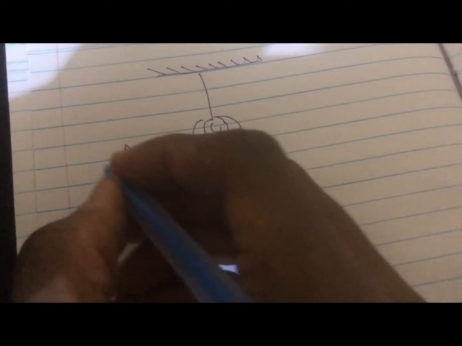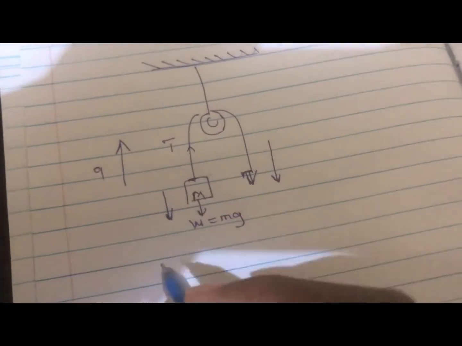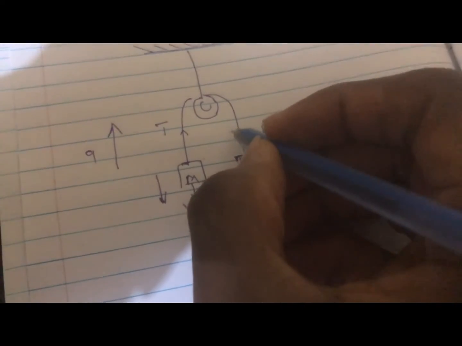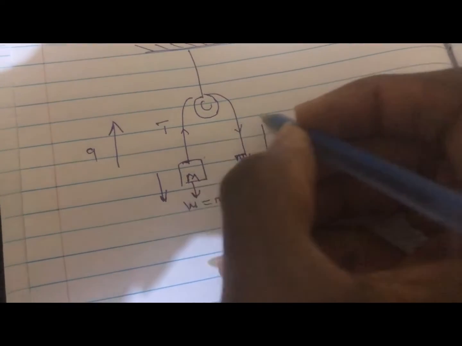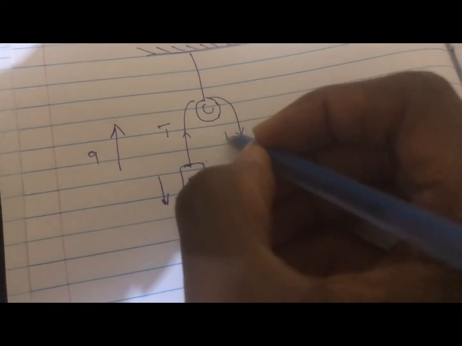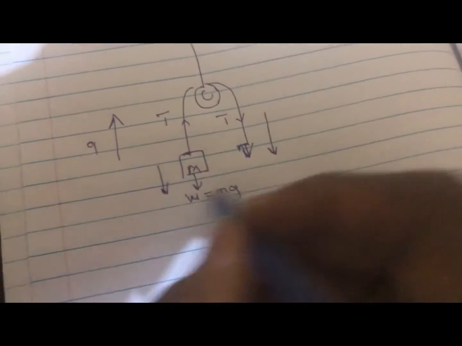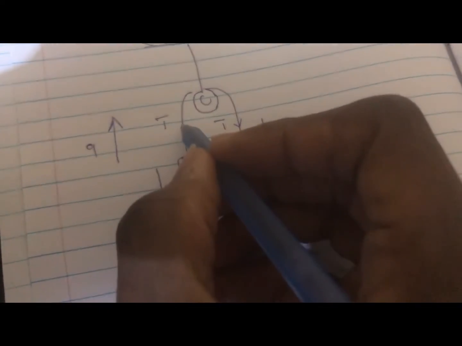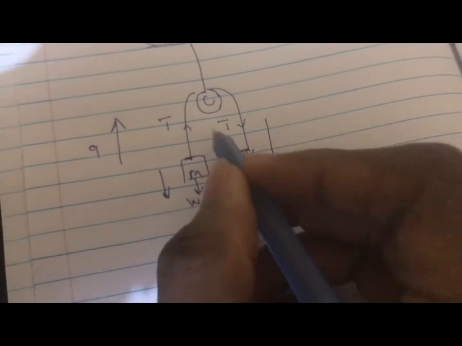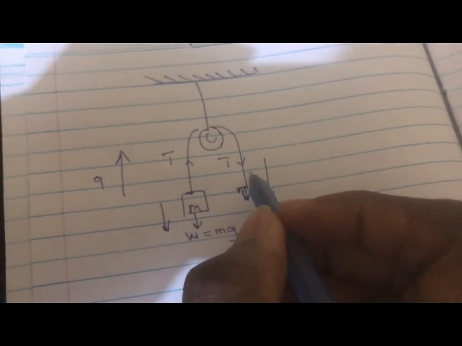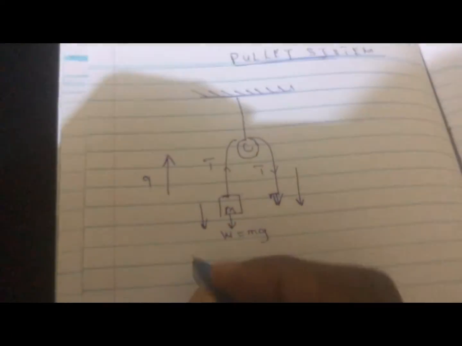So now when you apply the effort in this downward direction, the load is considered to move up by an acceleration of a. So this rope here experiences a tension T, provided that this string is inextensible. Hence the tension at this extreme of the load is the same as the tension at this extreme of the effort.